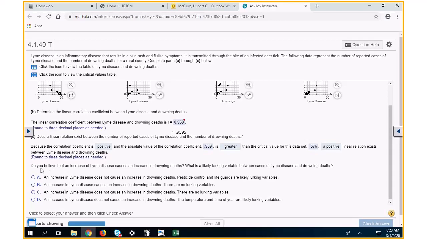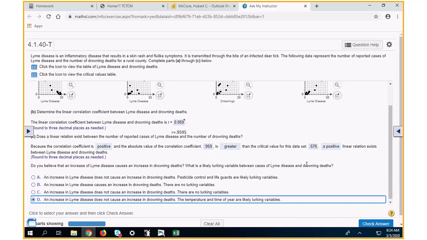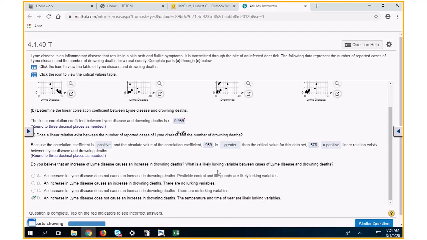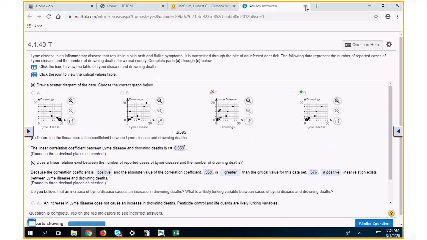Yep, there you go. Do you believe that an increase in Lyme disease causes an increase in drowning deaths? No. What is the likely lurking variable? The summer months. I think there is a lurking variable. The temperature and time of year, maybe? Yes. I think it has to do with the pesticides and lifeguards. And that's it. That ain't a bad question. Both of those questions are good questions.